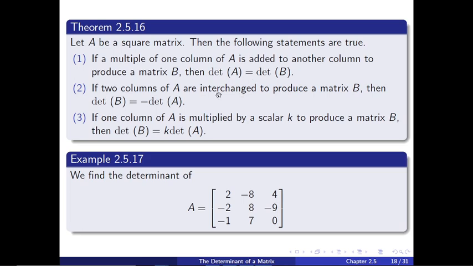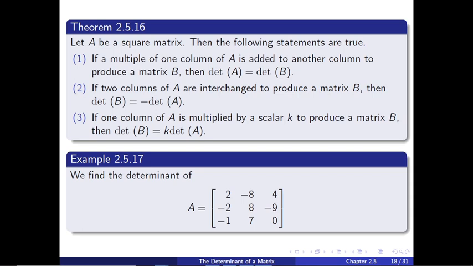Now, if we do a column interchange, then determinant of B will be equal to minus determinant of A. And if we scale a column, again we get determinant of B is equal to k times determinant of A. Now that helps us because sometimes working with columns might be easier than working with rows. So we're going to look at an example to illustrate these two theorems.